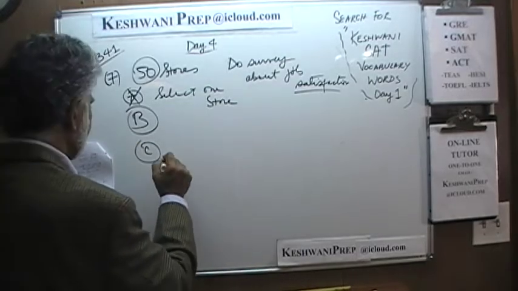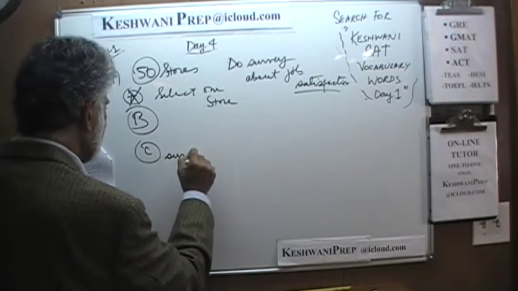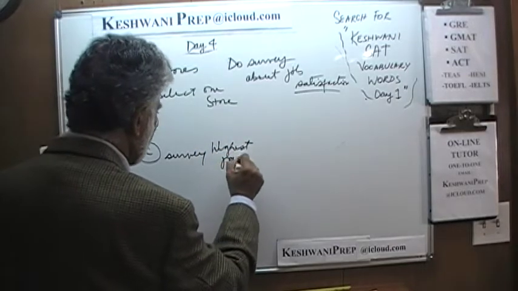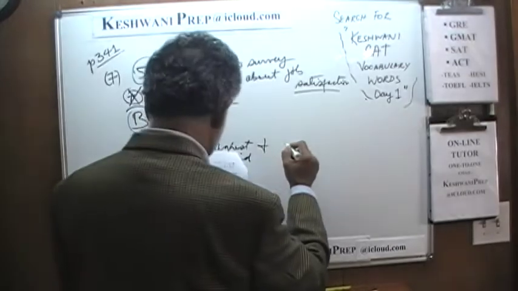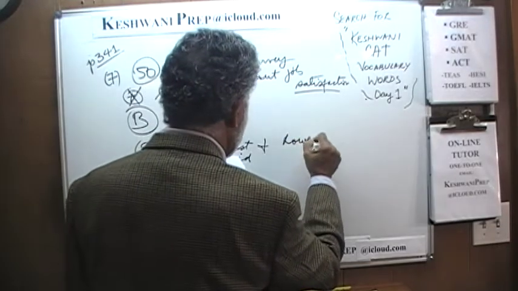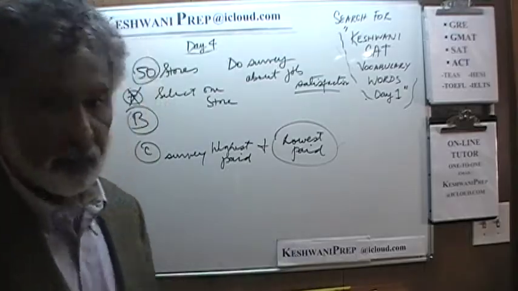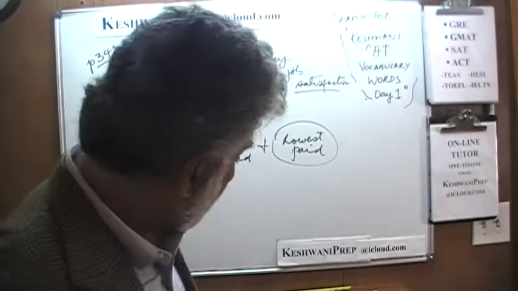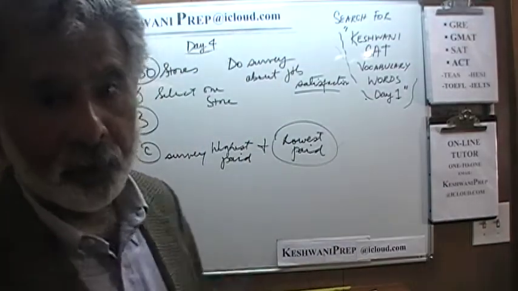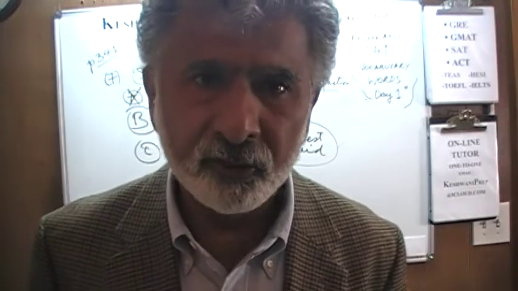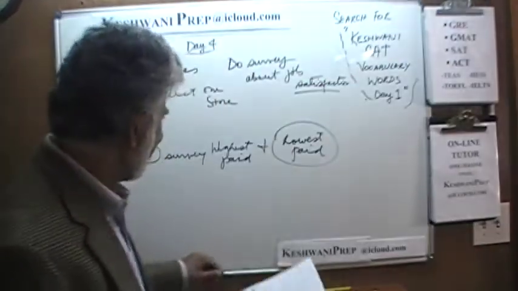C says, survey the highest paid and the lowest paid. That's even more silly. You don't want to go around asking the lowest paid employee how satisfied they are about the job. They are pissed off as it is. That's not a balanced survey. Is it? No, of course not. That's not a balanced survey.